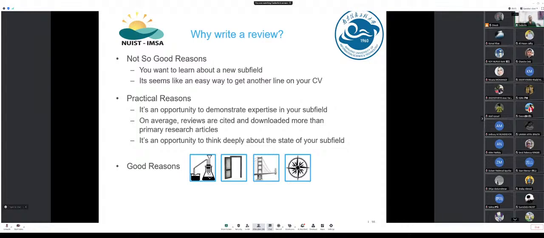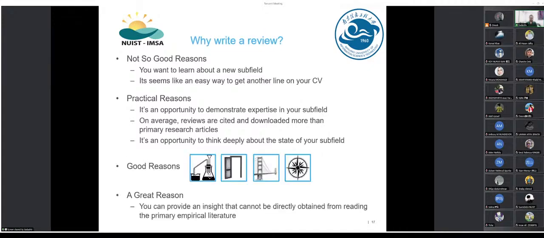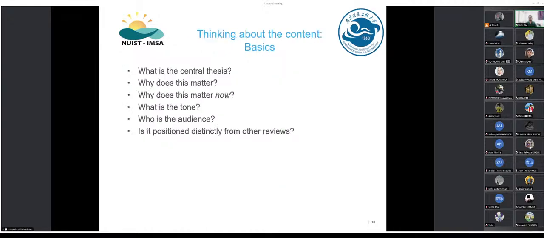And in the previous slide, we discussed all the good reasons why to write a review. For example, it's good for policymakers. It's the beginning of your research. It connects bridges between two domains. That's why we need to write a review. And the great reason to write a review is the insight that cannot be directly obtained from reading the literature, a scientific paper, can be gained from a review. That's why writing a review is important.